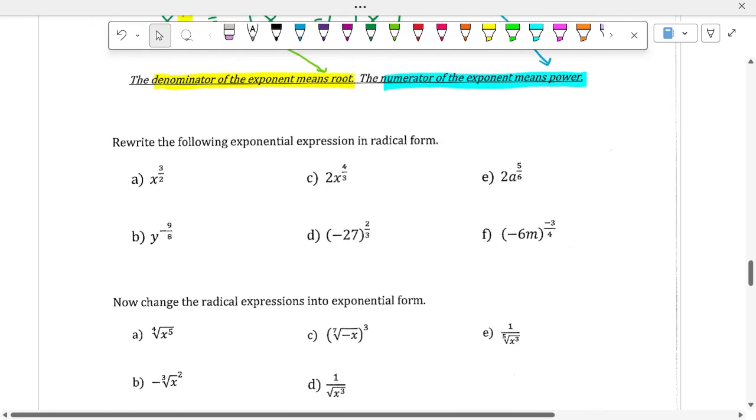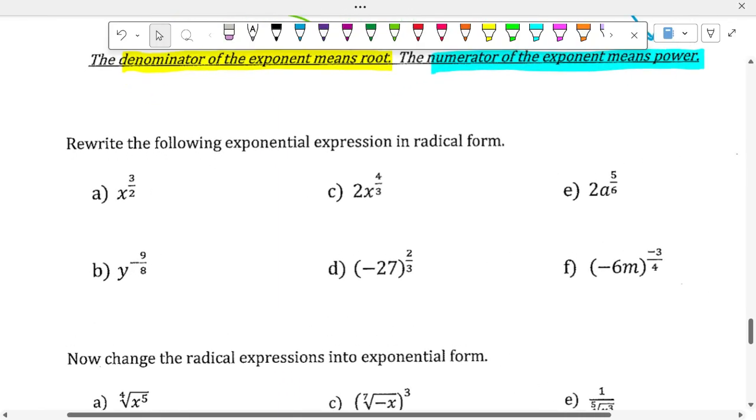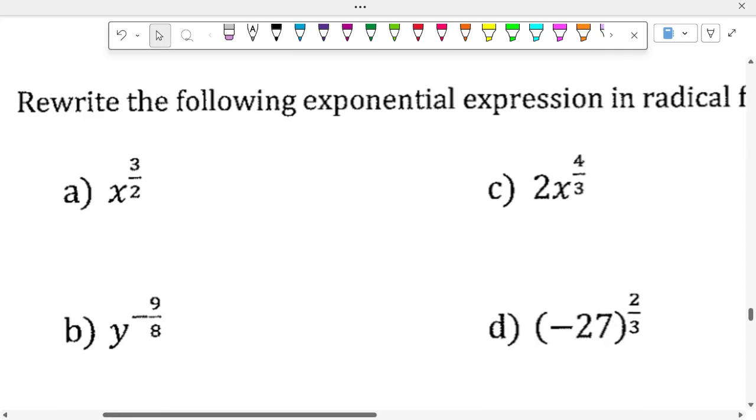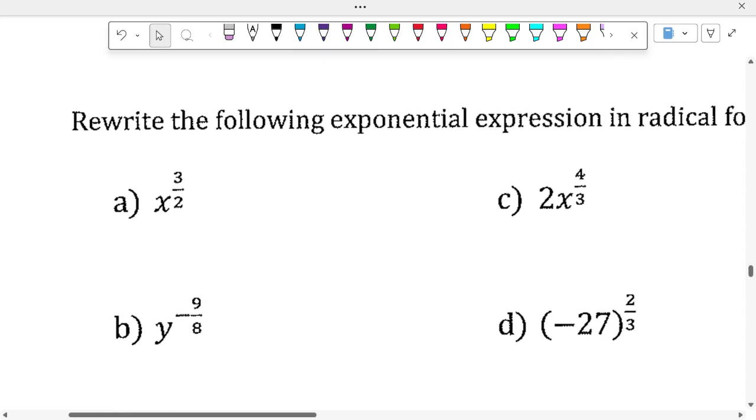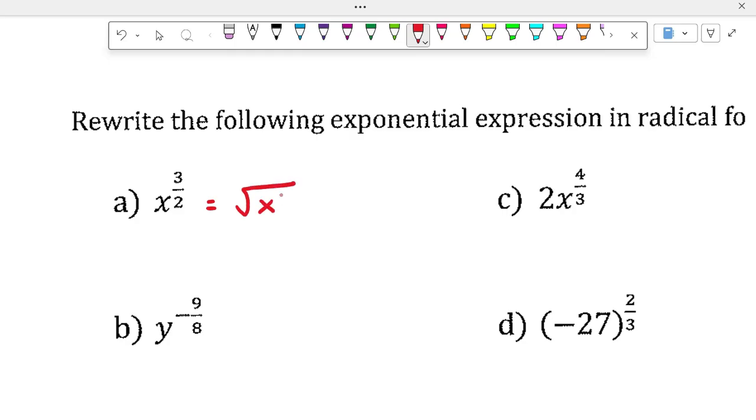All right, so let's do some rewriting. So x to the 3 halves. First off, what type of root am I going to have? Square roots. What's going to go underneath? X cubed. Good.